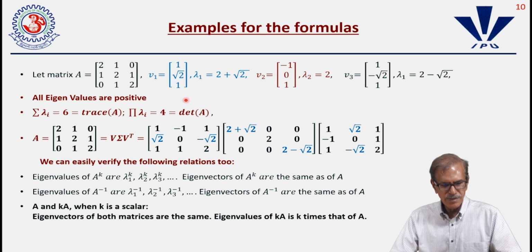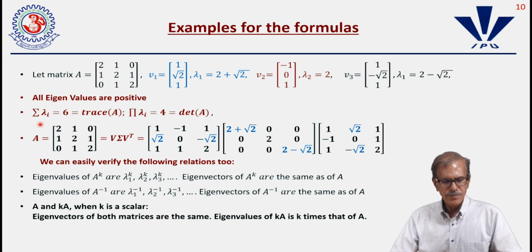So first of all, please check that for a symmetric matrix, all the eigenvalues are positive. Okay. All the eigenvalues are positive. It has another implication. If the eigenvalues are non-negative, 0 or positive, then that matrix is called positive semi-definite. Okay, so in this case, this is a positive definite matrix because all the eigenvalues are positive.